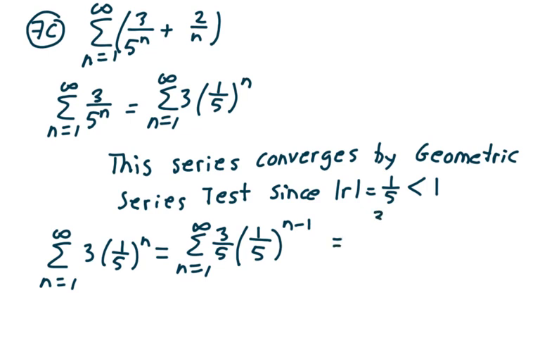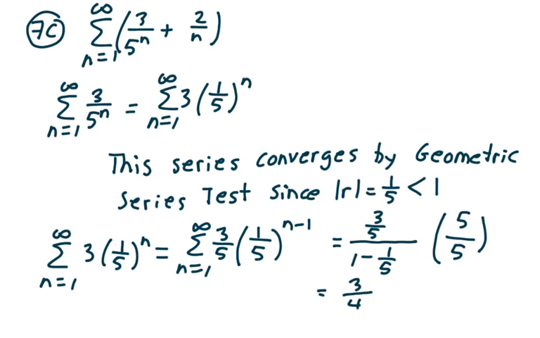Now, this is 3/5 divided by 1 minus 1/5. Remember, I get a over 1 minus r. Multiply the numerator and denominator by 5 to clear that fraction, and so you get 3 on top and 4 on the bottom. So that sum equals, excuse me, 3/4. That sum equals 3/4.